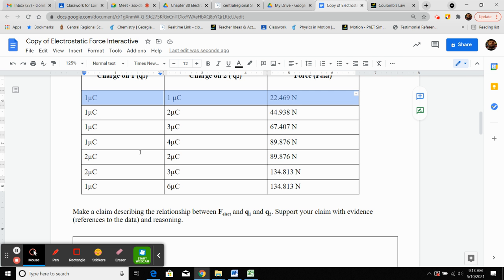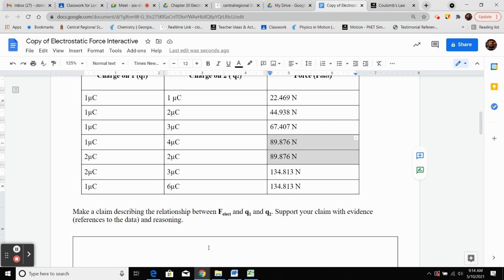But it's not just limited to changing one of them, because if I doubled one and I doubled the other, I also get the same value. 2 times 2 is 4. 1 times 4 is 4. So it seems the force is directly related to the charges, but not just the charges or adding them, it's by multiplying them. Do you think that makes sense?